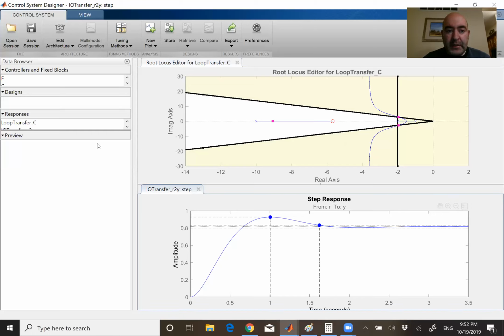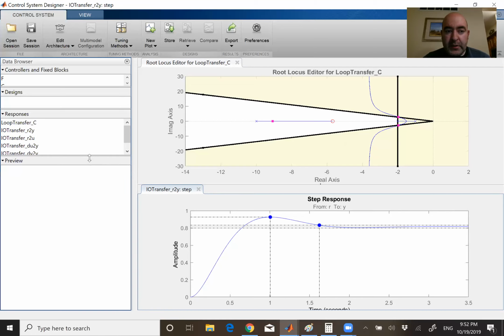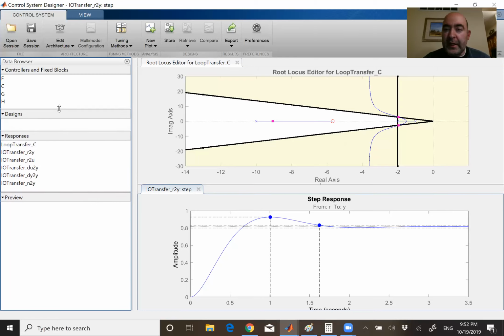Now, obviously, what I did was a graphic approach, and what I would like to see is what controller I ended up having. So you come to the left side of your page. If you click on C, you can see your controller. So that's 15.59 times S plus 5.6.